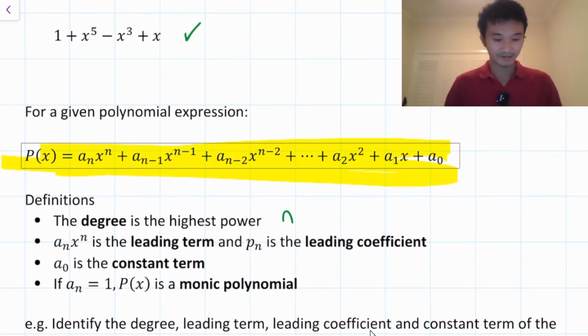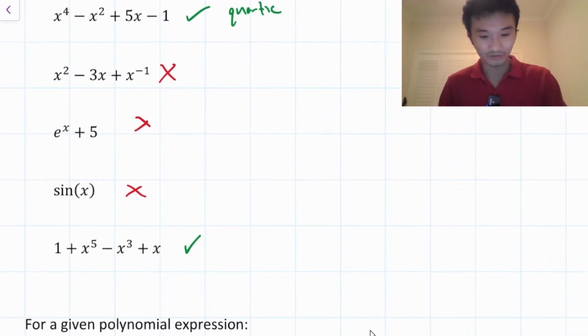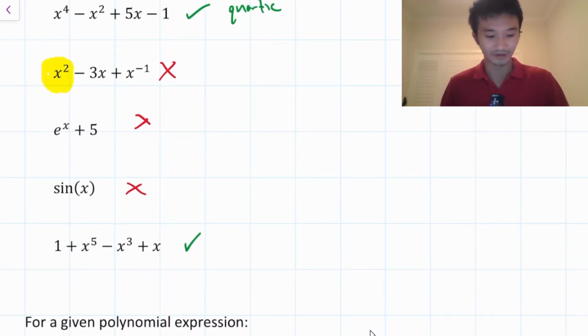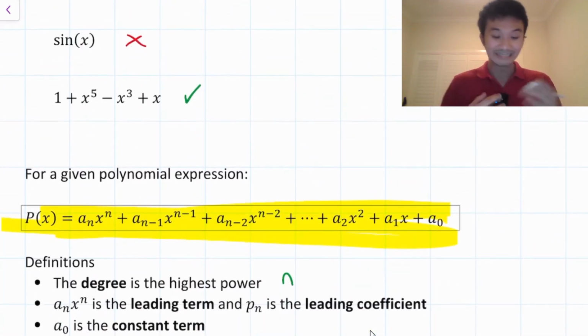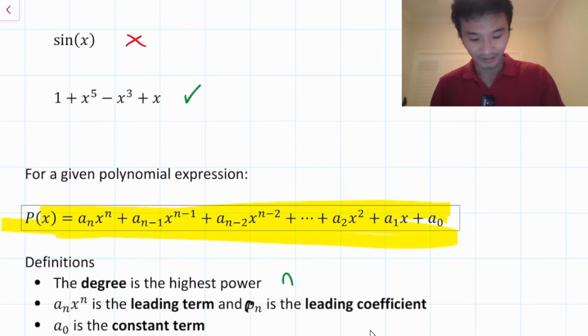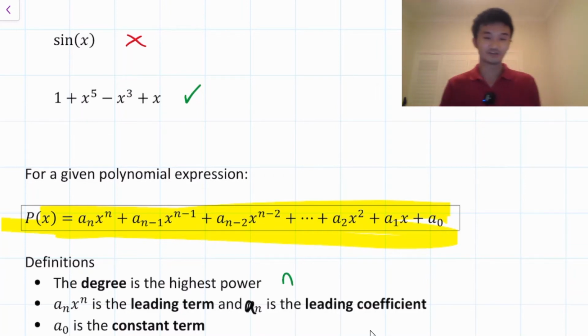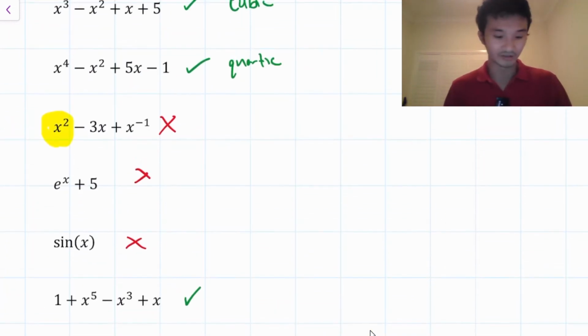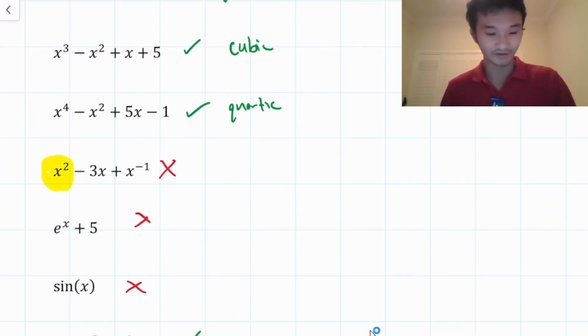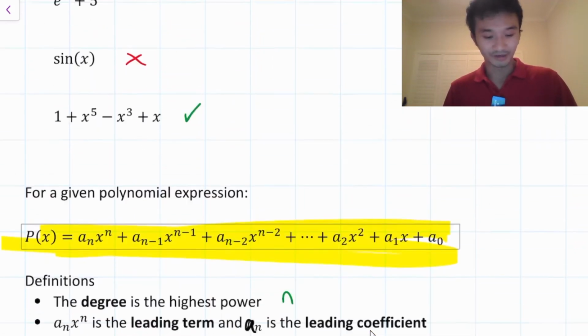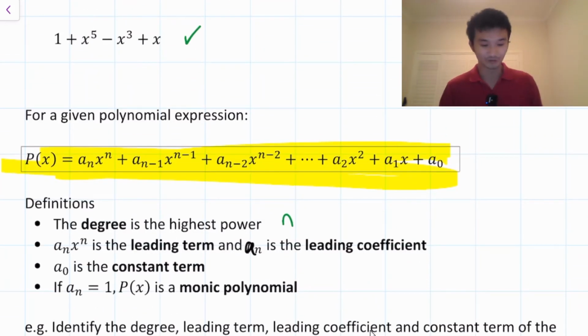A sub n x to the power n. If you look at this first term here, that would be the first term. It's the leading term, the one with the highest power. And that should be a sub n actually, sorry. So a sub n is the leading coefficient, the number that's attached to that. In these cases here, they're all actually 1, which is not super exciting, is it? So those are the leading term and the leading coefficient.